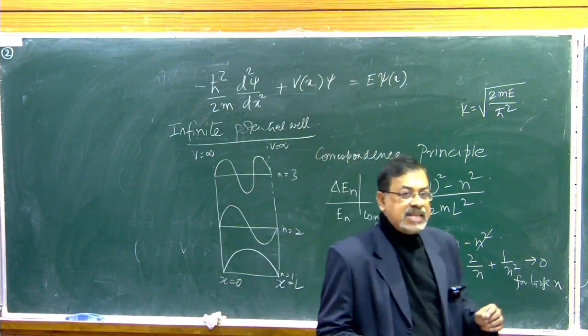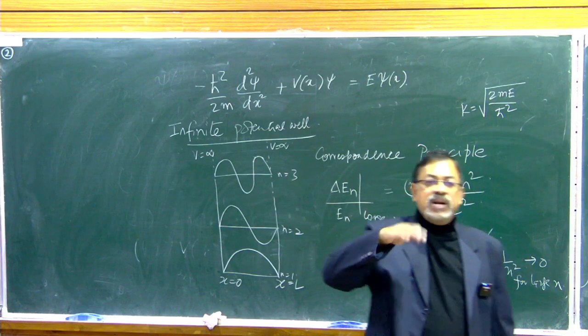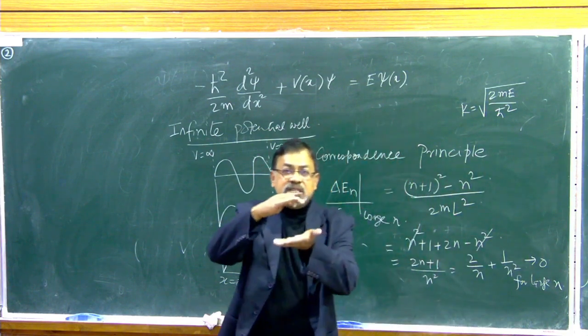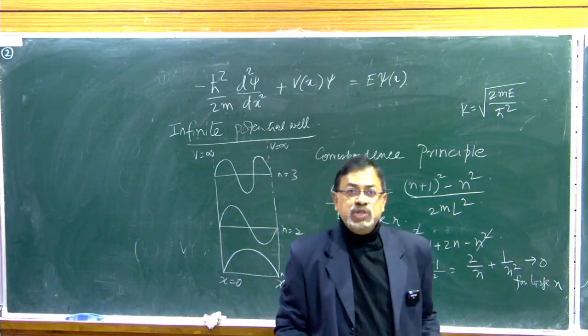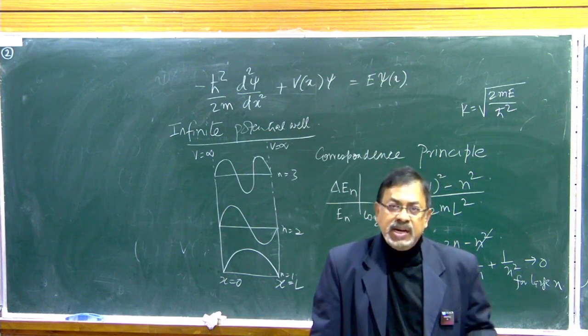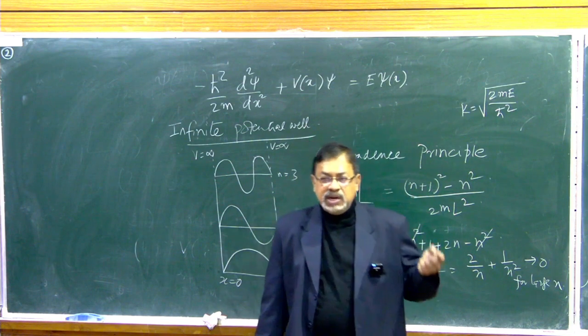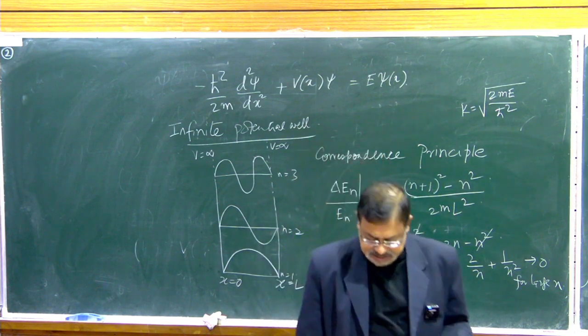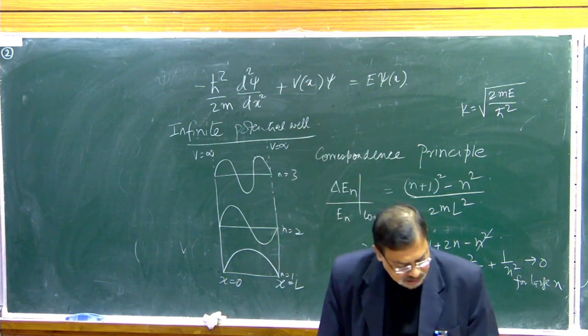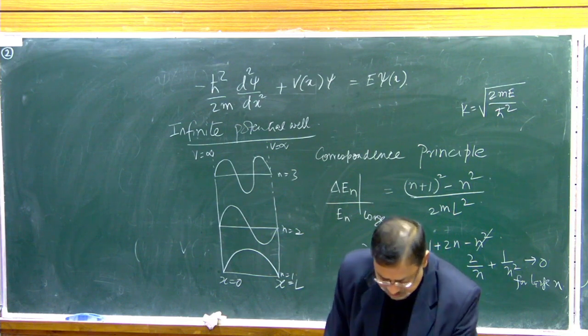Which means that in the classical limit, when n is very large, the energy difference between successive levels goes to 0. And this is what we know, that in classical mechanics a particle can take any energy, and you can increase the energy of the system infinitesimally to a value which is larger than that. Okay, all right.